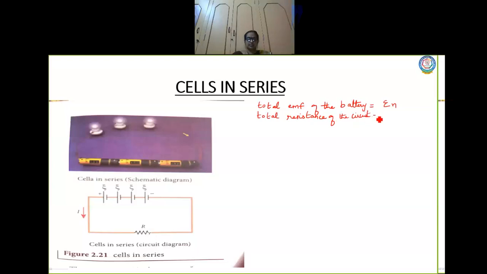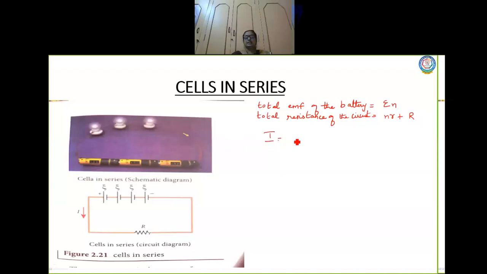So what is the total resistance? Here you have internal resistance for each cell. Let us consider that the internal resistance of each cell is small r. If there are n number of cells, it is going to be nr, which is the internal resistance, and also we have an external resistor whose value is capital R. So the total resistance will be the internal resistance value plus the external resistance value. Is it clear? Now with this I can find out the value of current.